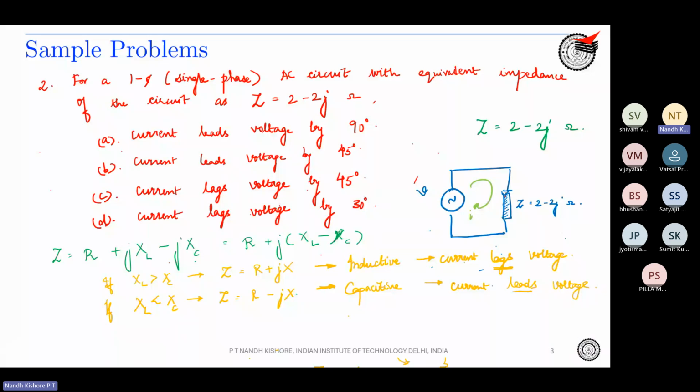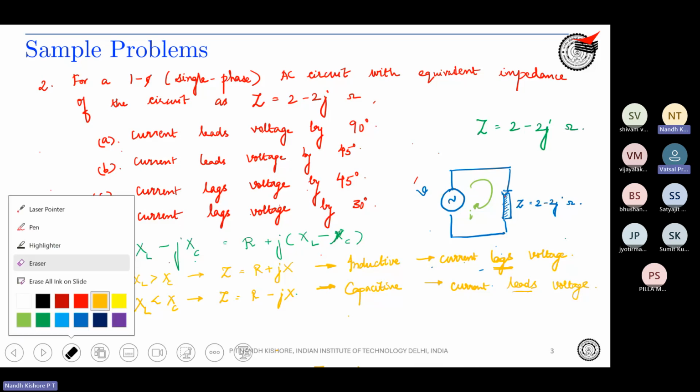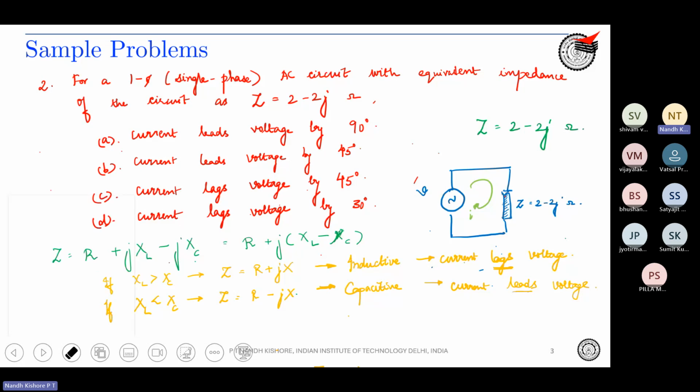So from this analogy, can you tell whether our current is leading or lagging? Is our circuit inductive or capacitive? It's a capacitive circuit. Correct. So either the answer is A or B. Definitely current is going to lead voltage.